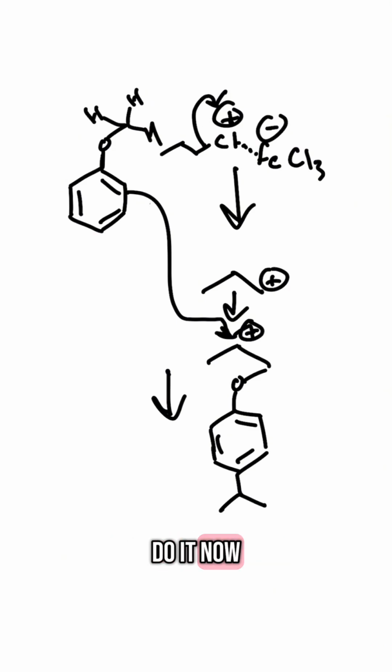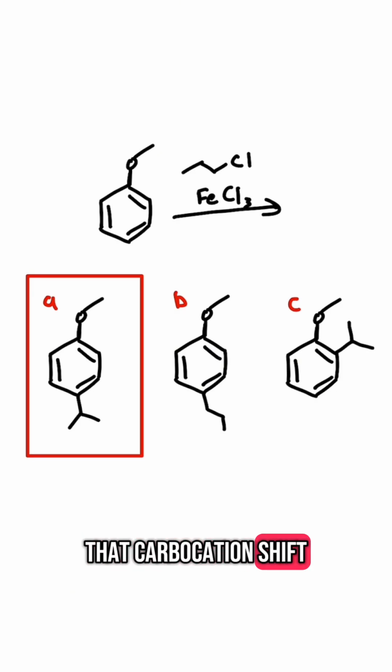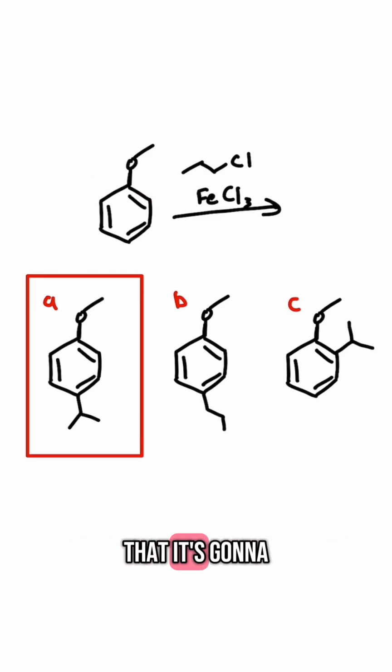I'm not going to do it right now because it's a little more in depth, but I have made a video on ortho para directors and why they do what they do. Okay, so like we said, because there is that carbocation shift, and then this methoxy is an ortho-para director with the ortho positions being slightly blocked, it's going to add para, and we're going to end up with this 1-methoxy-4-isopropyl benzene. So A is the correct answer.